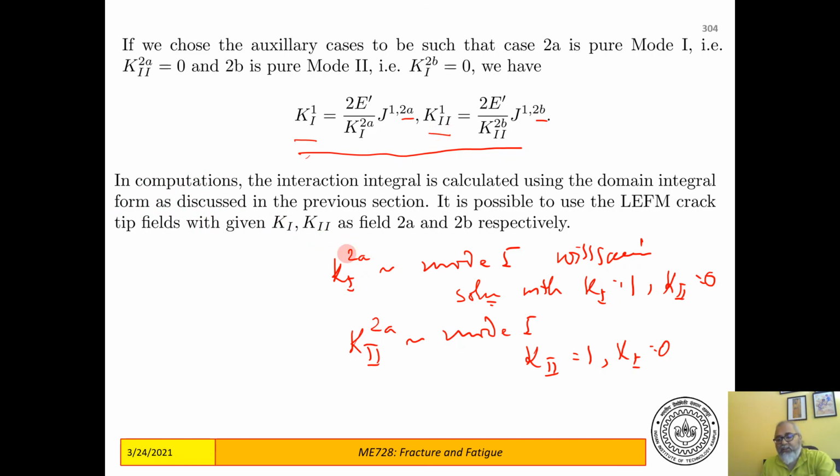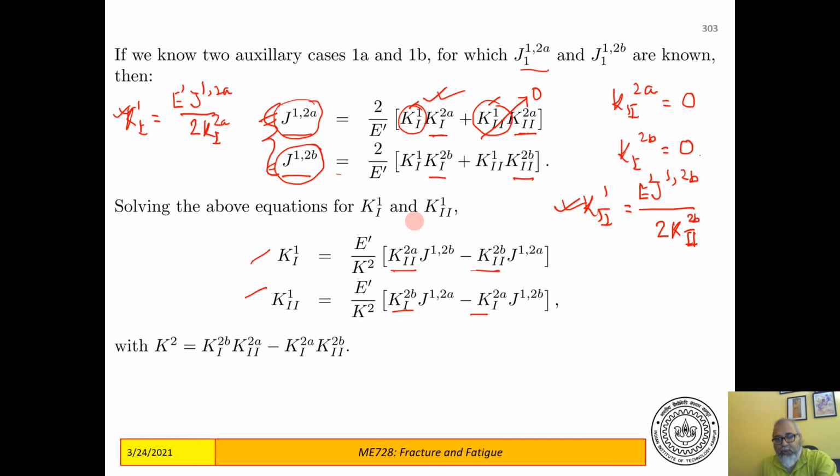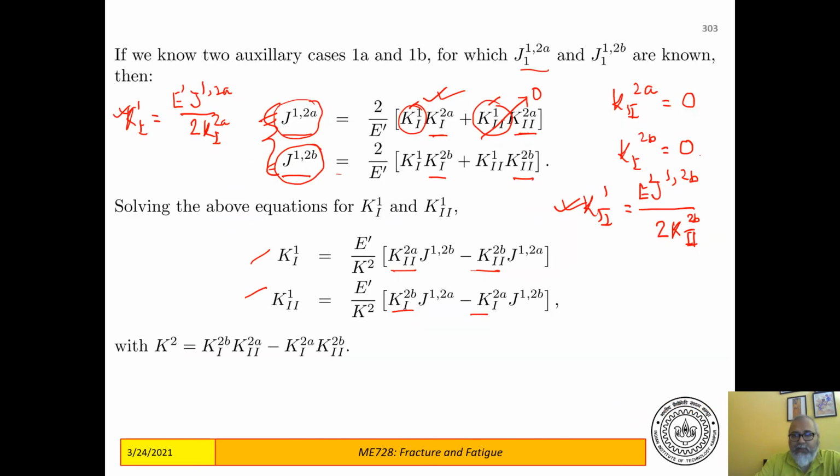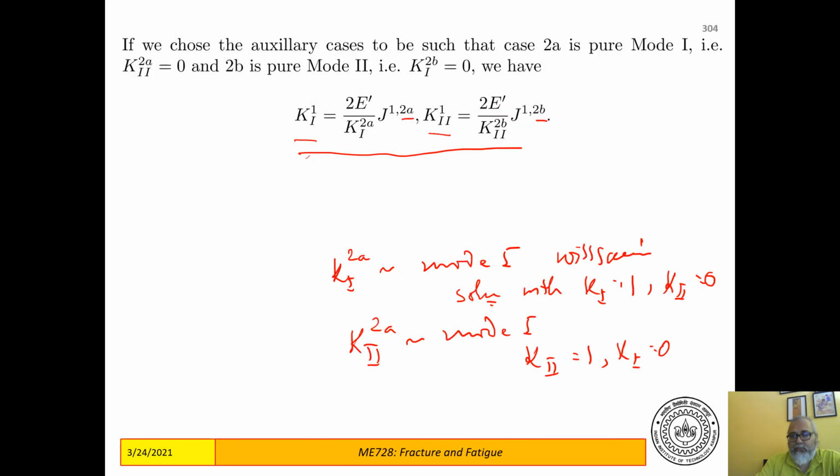So if you do that, you will immediately get the stress intensity factor for any problem using the interaction integral, provided you have a routine to evaluate this interaction integral using the domain integral technique that we learned in the previous video. So that completes my lectures on numerical methods in fracture mechanics. We will not do any more numerical methods in this course.